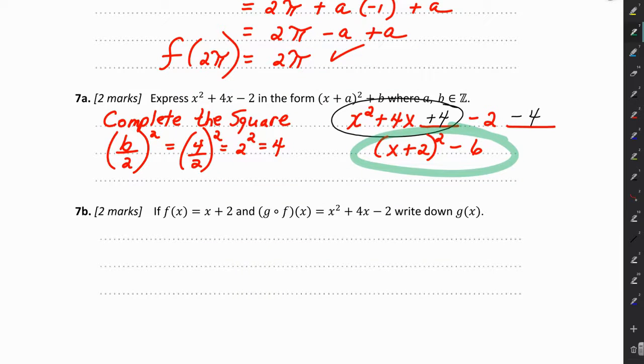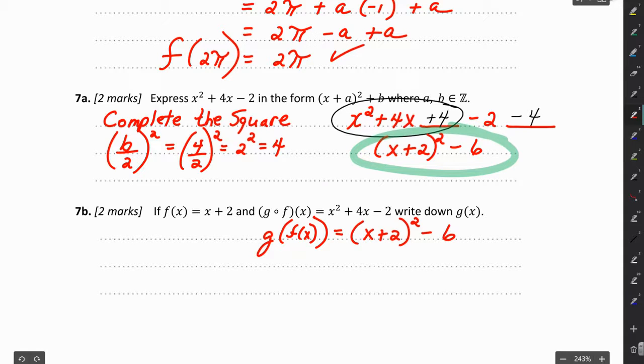It says let f of x equal x plus 2 and g of f of x is equal to x squared plus 4x minus 2. Write down g of x. Okay. So we know that we just figured out in part A that this is equal to this. All right, so let's write that down instead. So we've got g of f of x is equal to x plus 2 squared minus 6. And so the question is, where in this function would x plus 2 fit in? Well, here's x plus 2 right here.